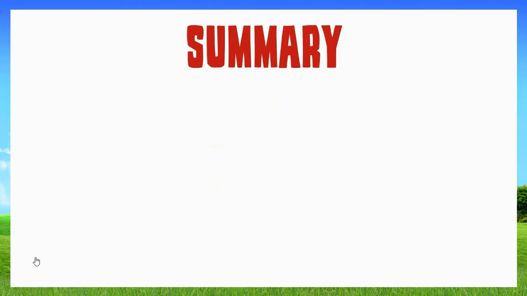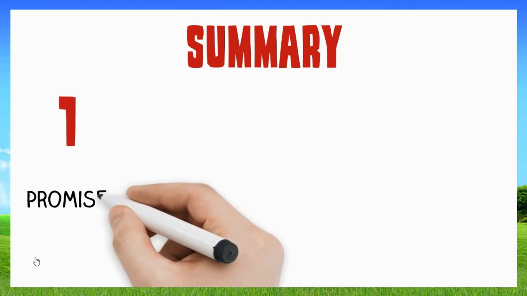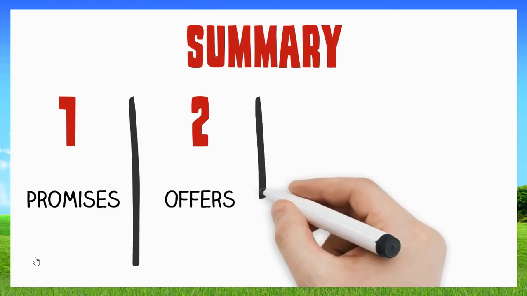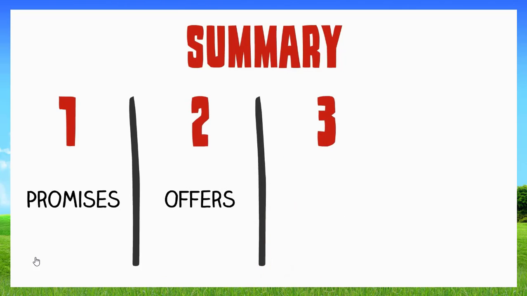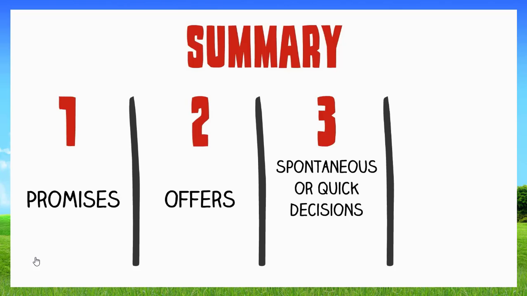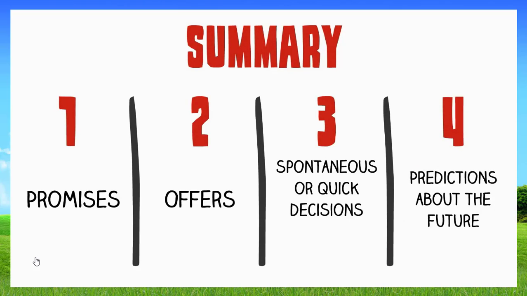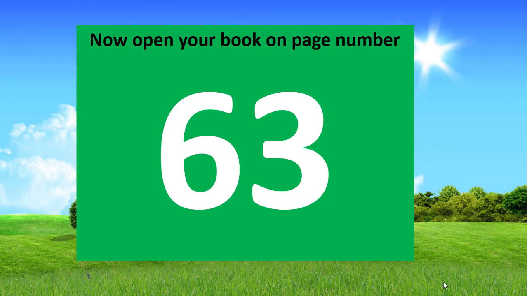To summarize, there are 4 functions of will and won't. 1. To make promises. 2. To make offers. 3. To make spontaneous or quick decisions. And 4. To make predictions about the future. Now, dear students, let's go to page 63.